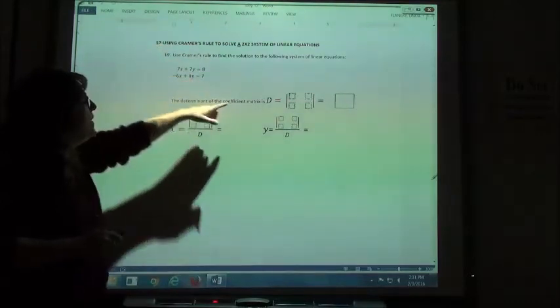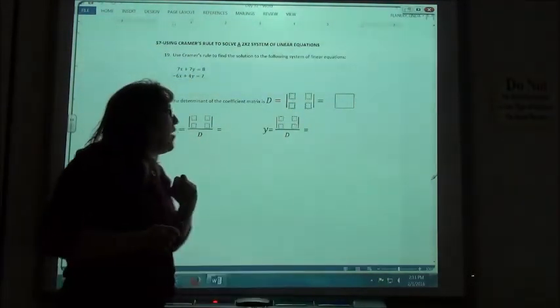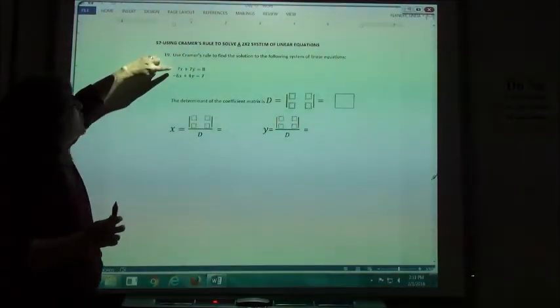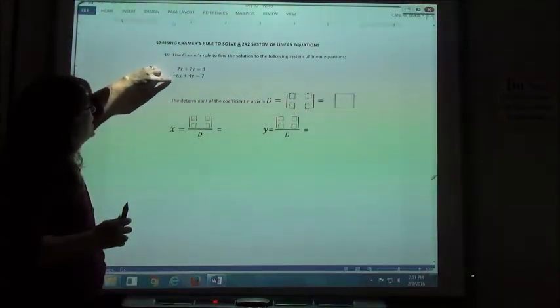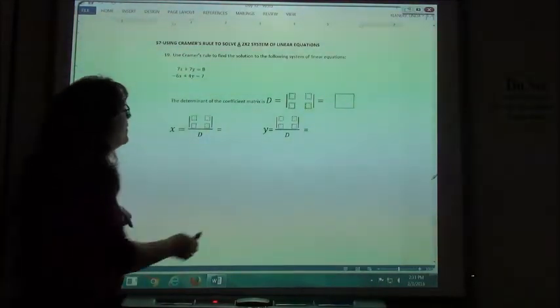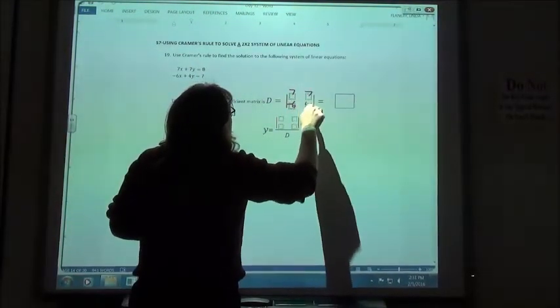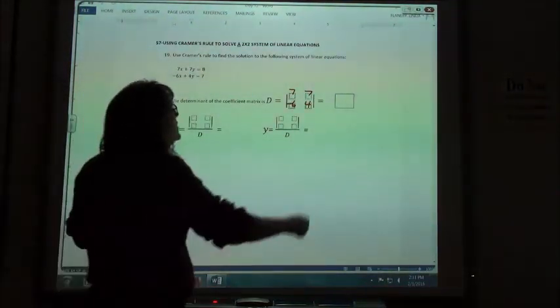The first determinant they just call D. Those values are going to go in the bottom of your fractions on your answers. So determinant D, you're just using the coefficients of your x's and your y's. So 7, -6, 7, 4. We are then going to solve those just like on the previous one, subtracting our cross products.